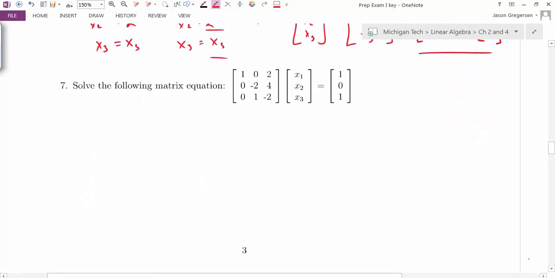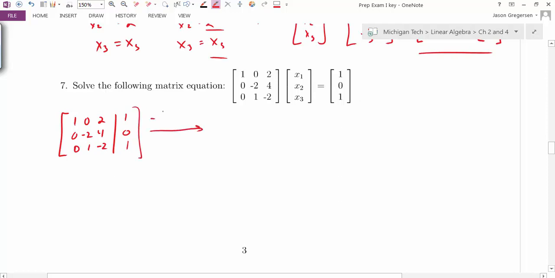All right, problem 7 says solve the following matrix equation. So I'm given this matrix equation and I want to solve it. Now, one of the best ways to solve it is to do exactly what we did in problem number 6, is to write out that augmented matrix and go through the row reduction. So that's what I'm going to do. I have 1, 0, 2, augmented with this right-hand side of 1, 0, negative 2, 4, 0, 0, 1, negative 2, 1. I'm going to do the row reduction.